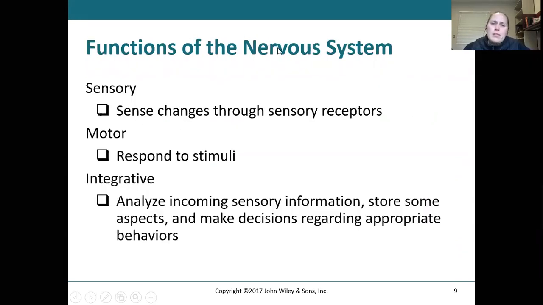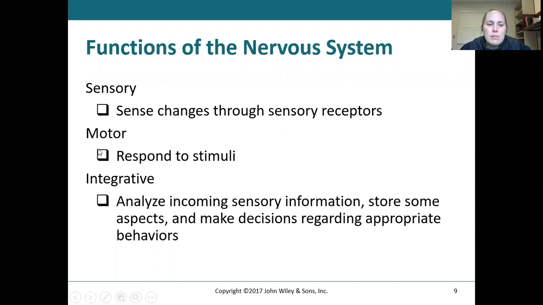Okay, so this is just a rehash of what we just talked about. So your sensory nervous system senses change through the sensory receptors. So think about your senses. You have sight, smell, taste, hearing, and touch. And there are also nervous system equivalents to that in terms of more intense vernacular, and we'll get to that at some point.